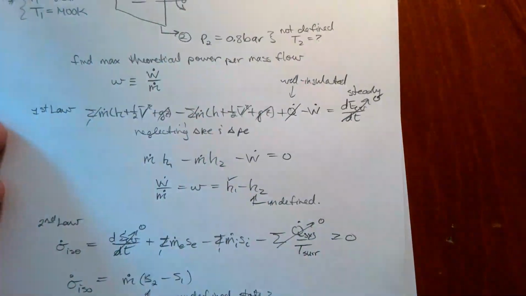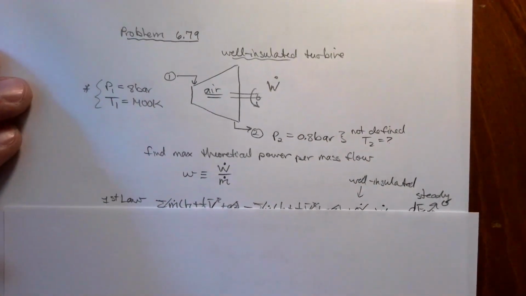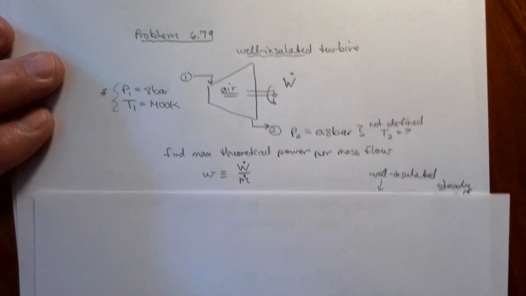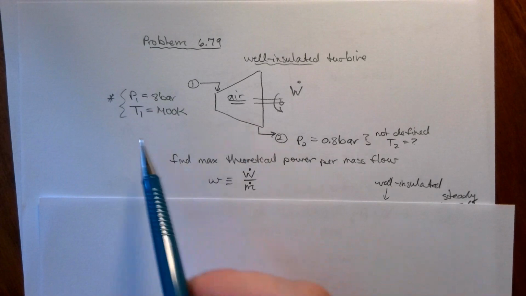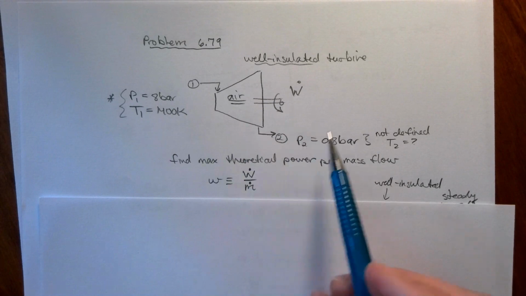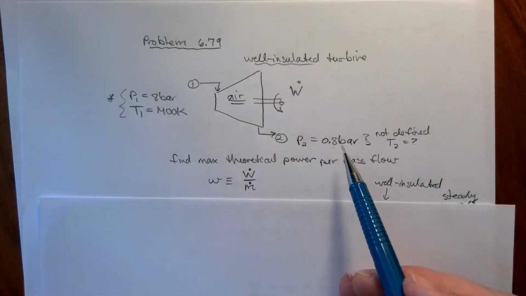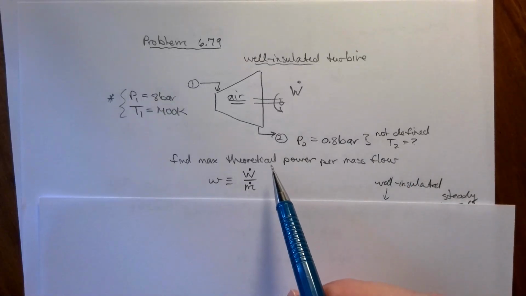Okay, so now what I want to do is discuss just 2 of your homework problems. Actually, the first one that I'm going to discuss is problem 79. It's very similar to the first example we worked: a well-insulated turbine. It's air though instead of steam. High pressure and temperature air, 1400 K and 8 bar, comes in. It leaves at 0.8 bar, so much lower pressure. They don't specify the temperature, and they ask us for the maximum theoretical possible power.